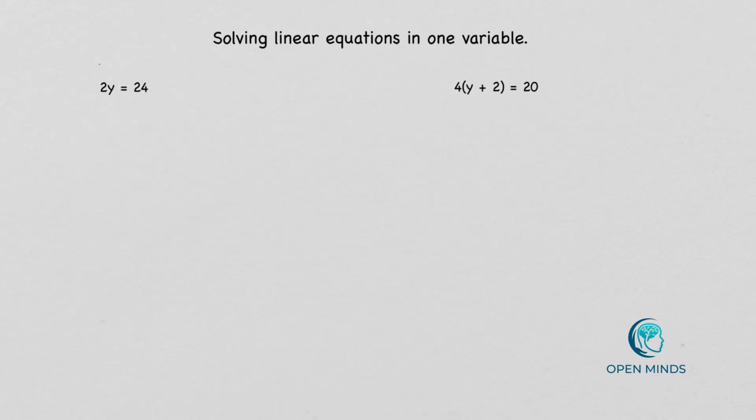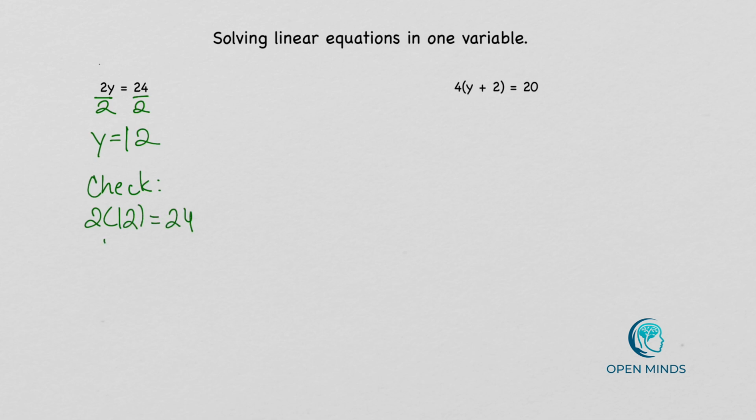Next problem. 2y equals 24. So remember how last problem I told you whenever you have this single term, your variable and a coefficient, that is multiplication. So the inverse operation is to divide both sides of the equation by 2. So y is equal to 24 divided by 2, which is 12. And again, we are going to check by plugging 12 in place of y in the equation. So 2 times 12 is 24.